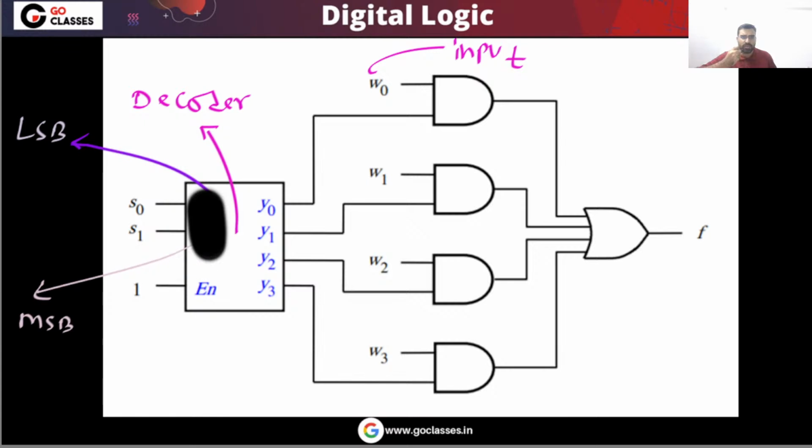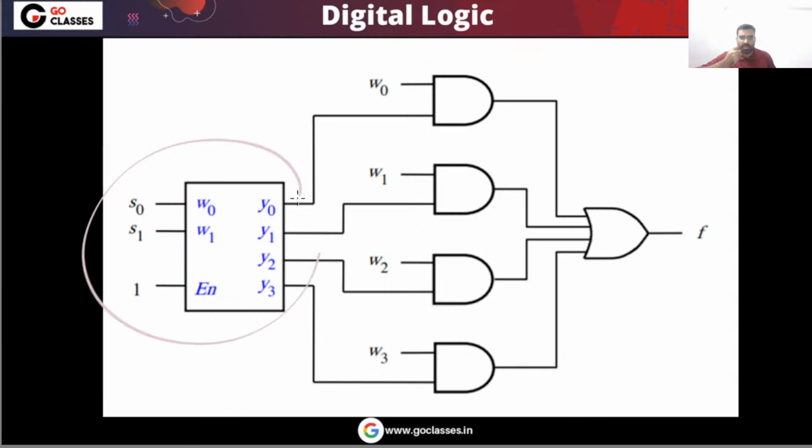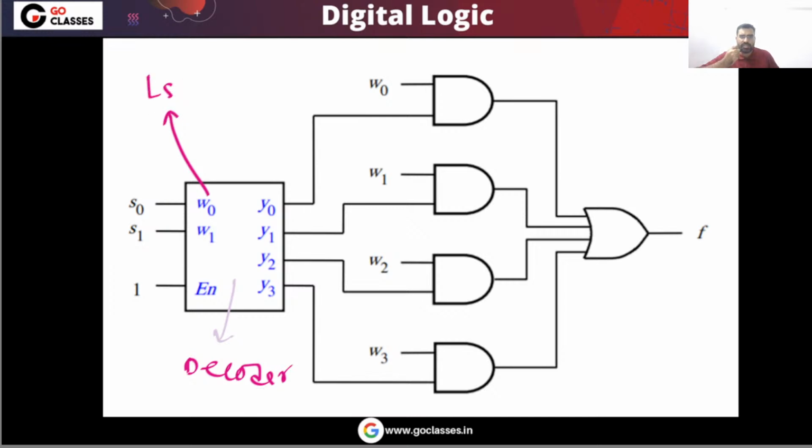If you are confused, you can remove them and write 0, 1. Inside this is a decoder, and these are just LSB and MSB labels. In this decoder circuit, this W0 tells you that this is the LSB, so this W0 has nothing to do with the input W0. This W1 tells you that this is the MSB. So don't confuse this W0 with that W0. They are different: one is the input and the other is just a symbol for LSB.